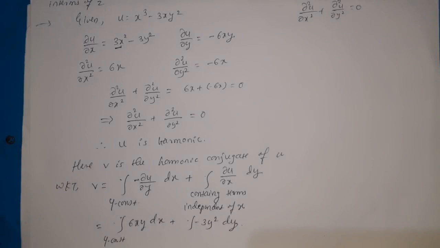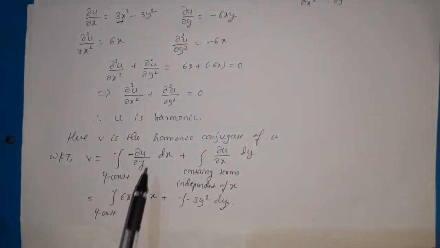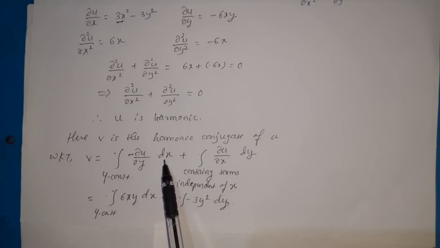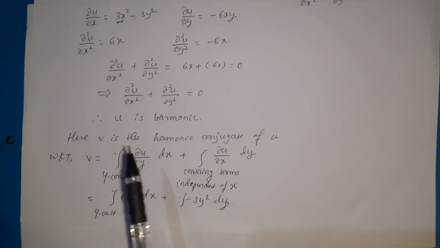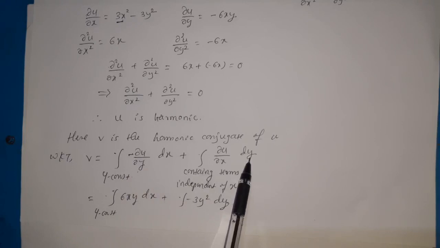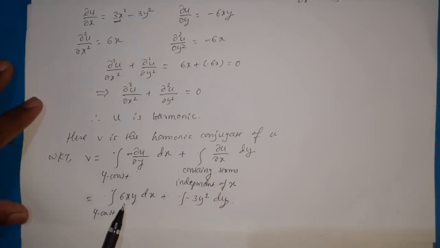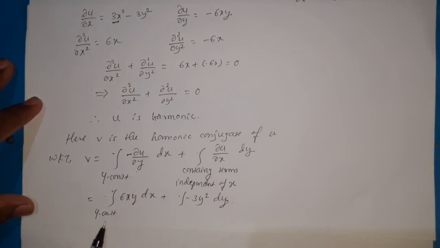So here this is the v. Now here whenever dx is there, then we should consider the term which is differentiated with respect to y, means ∂u/∂y. And when dy is there, then consider the term which is differentiated with respect to x. So this is the formula. And now here we need to integrate this with respect to x, treating y as constant, and here with respect to y.